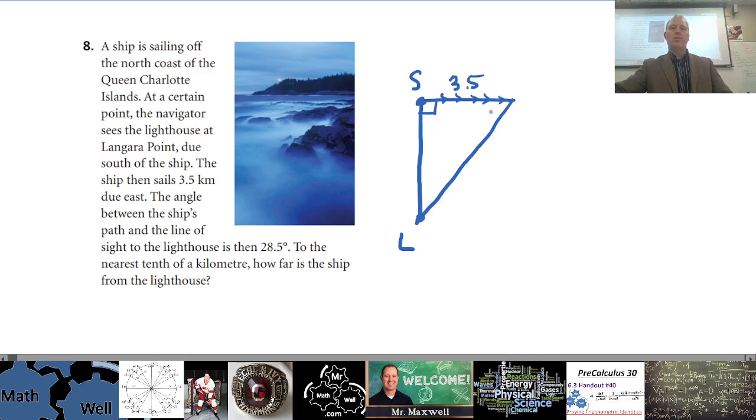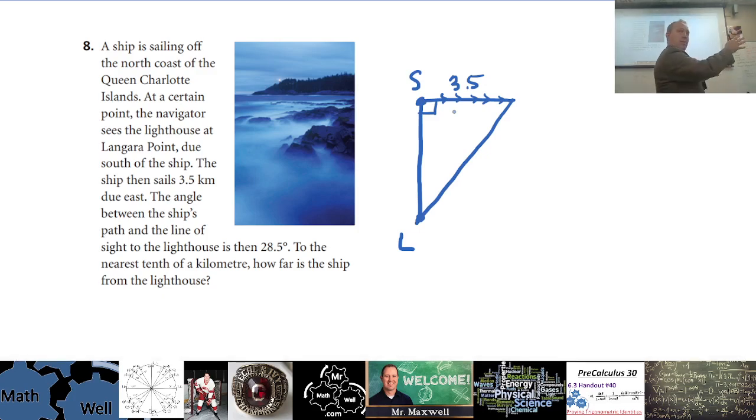So when you start doing this, think this is a top view of the map, let's say, okay? So if you were literally on the ship, I'm on the ship and I'm facing east. I look due south and there's the lighthouse over there. Now I keep sailing. So the line of sight to the lighthouse now is 28.5 degrees.